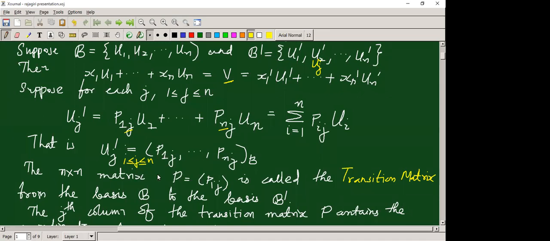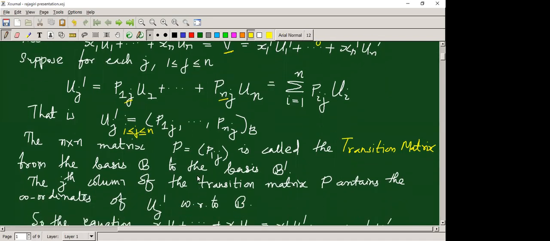So you will get an n by n matrix P, which is equal to Pij, and that matrix is called the transition matrix from the basis B to the basis B dash. So how do we obtain the transition matrix?